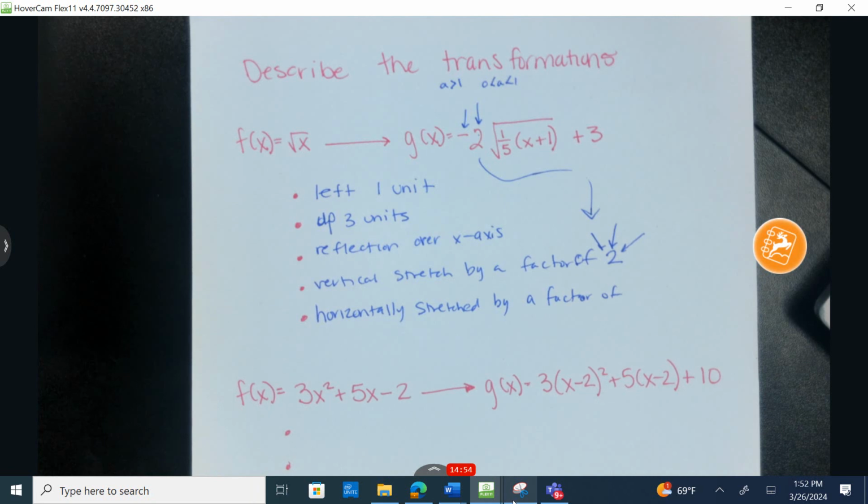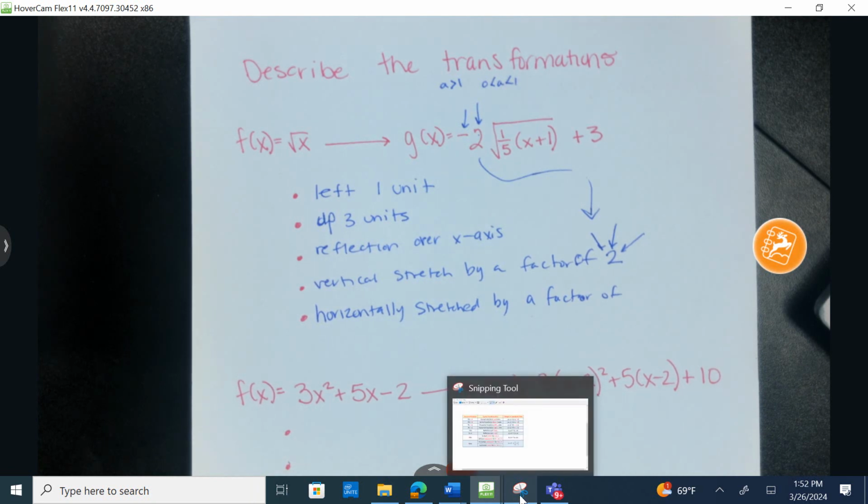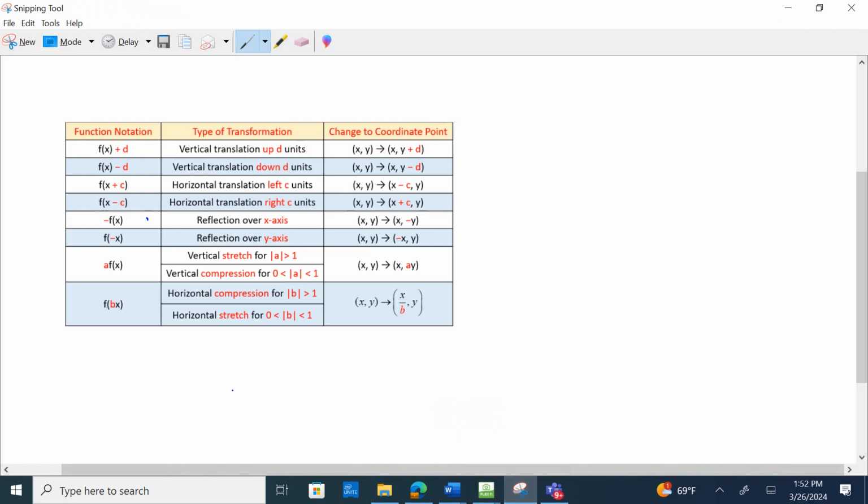Now what about that 1/5 on the inside? Remember, I'm going to go over horizontal stretch and compression in class tomorrow, but I do want to show you this. Notice that it's x over a number, x over a number, x over a number. If we're left with a fraction, it's b, next to the x here. If b is greater than 1, it's a compression, just opposite of above. And for the horizontal stretch, if b is between 0 and 1, we say that it is a stretch. Notice how the b value goes underneath, so it's like 1 over b, okay?